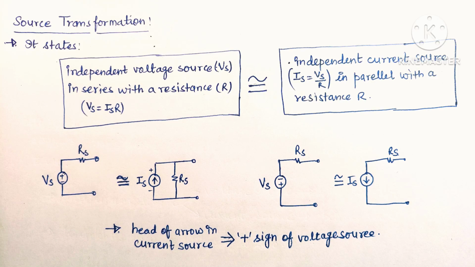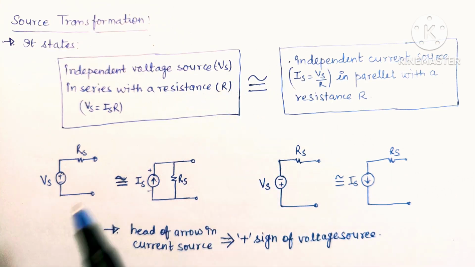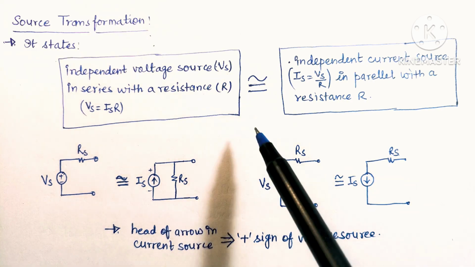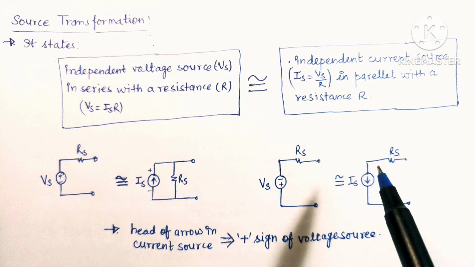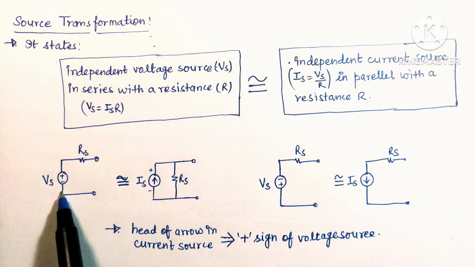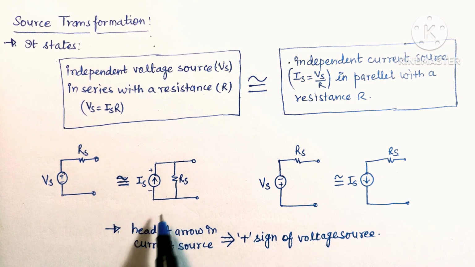Let us see what source transformation is and how we can use it. Here we can see that source transformation means an independent voltage source Vs and a resistance R connected in series can be equivalently replaced by an independent current source and a resistance in parallel. As we can see, here is a voltage source and a resistance connected in series, so we can convert it into a current source and a resistance in parallel with it.